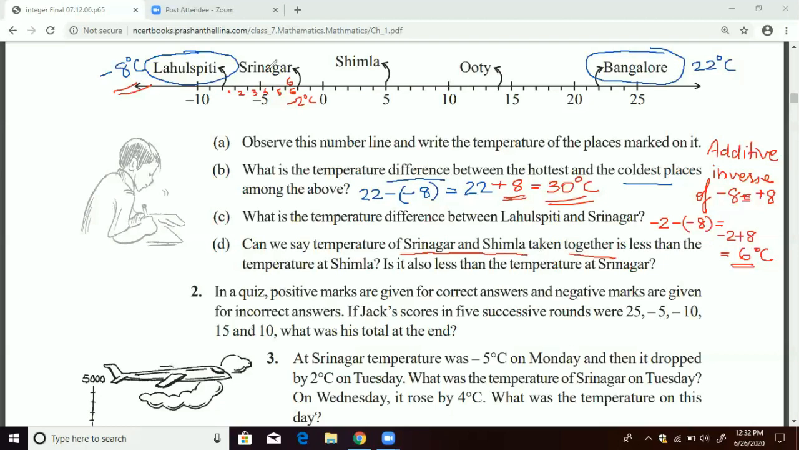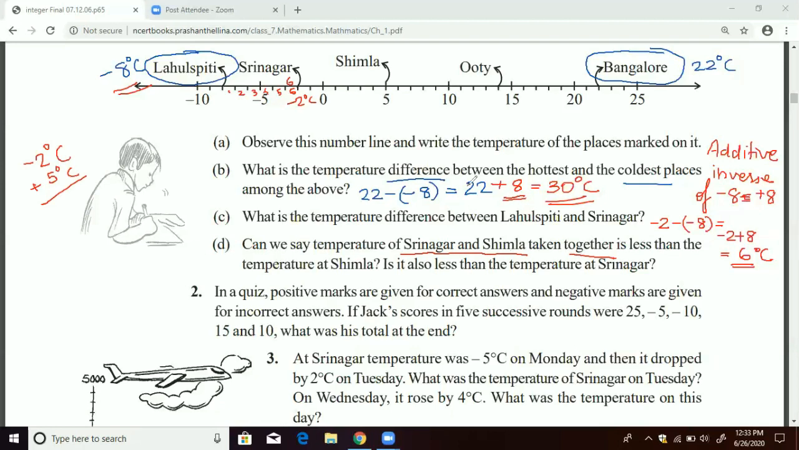What is the temperature at Srinagar? That is -2 degrees Celsius. And what is the temperature at Shimla? That is positive 5 degrees Celsius. Then, if we are taking these two temperatures together, is it less than the temperature at Shimla?